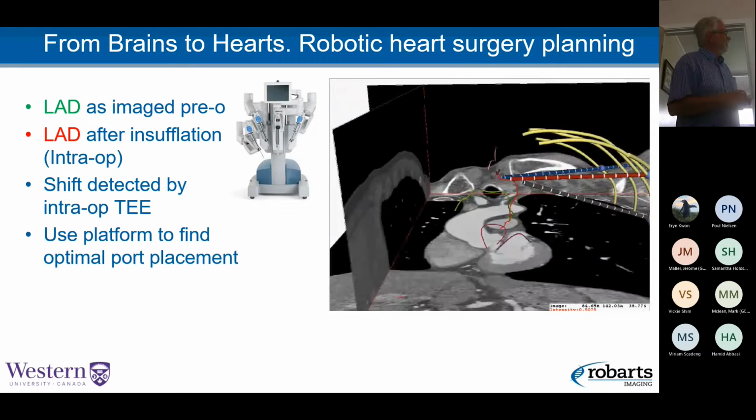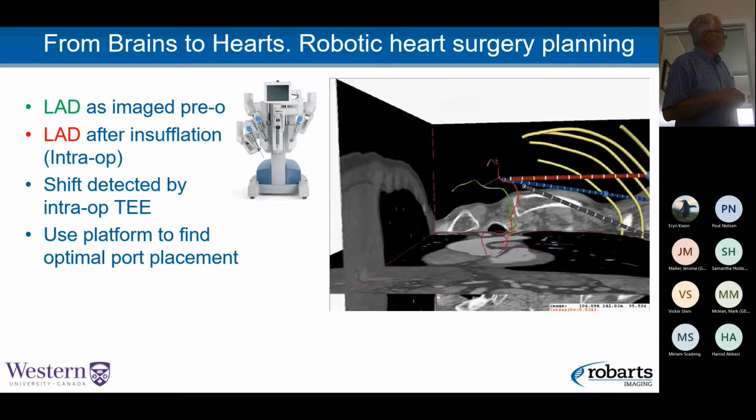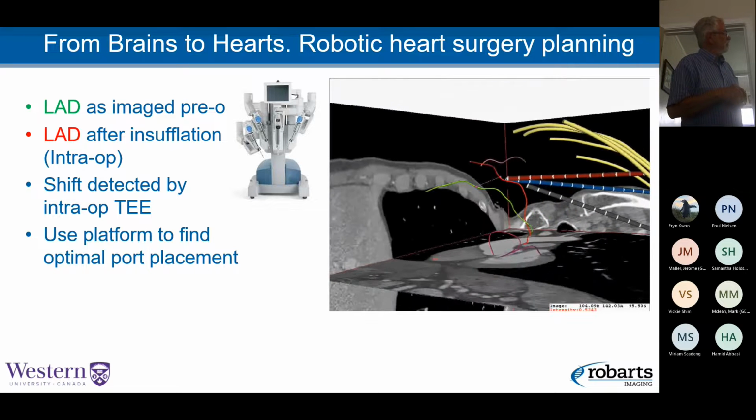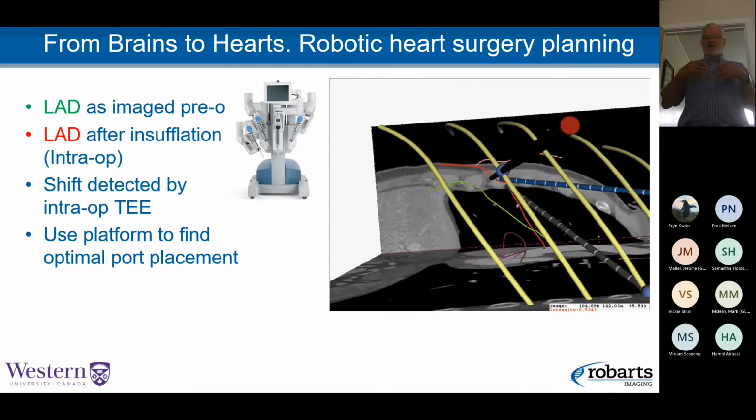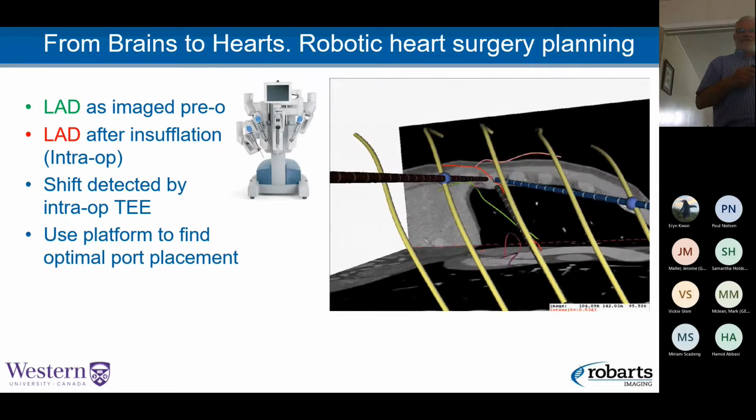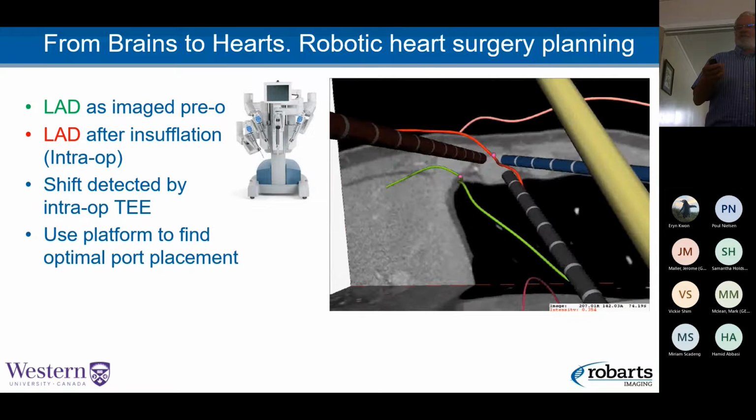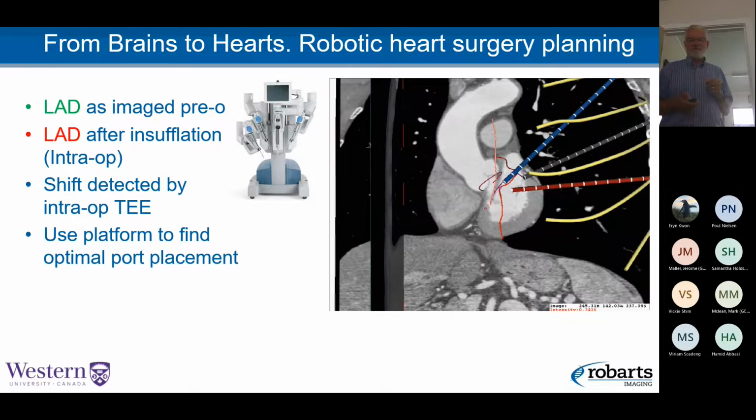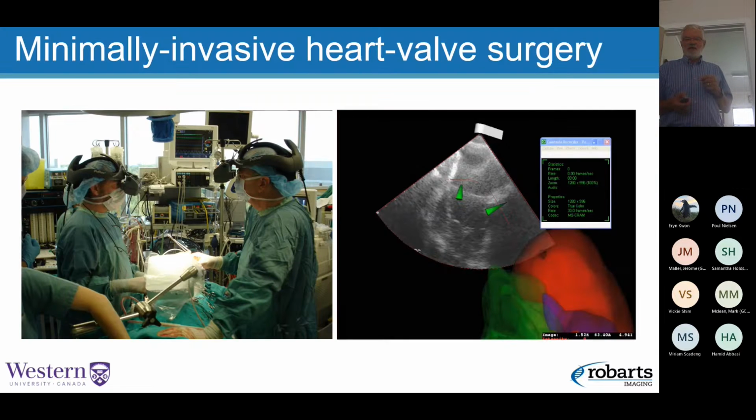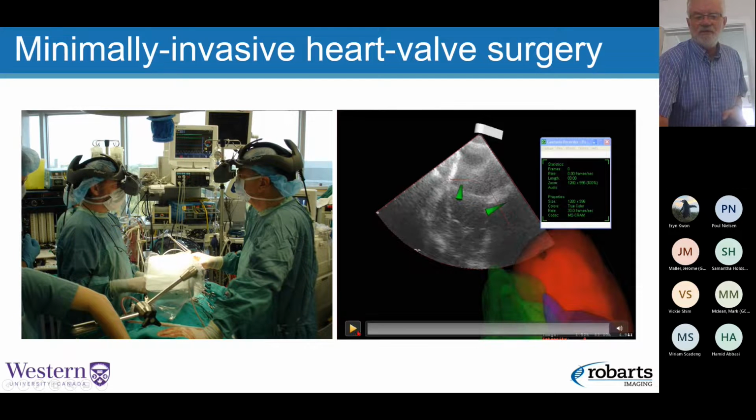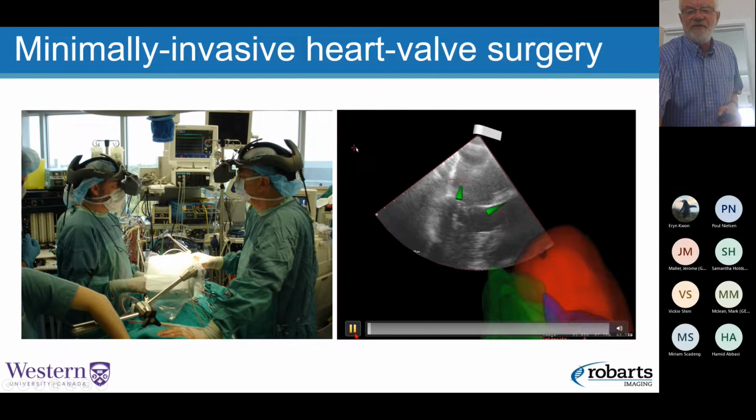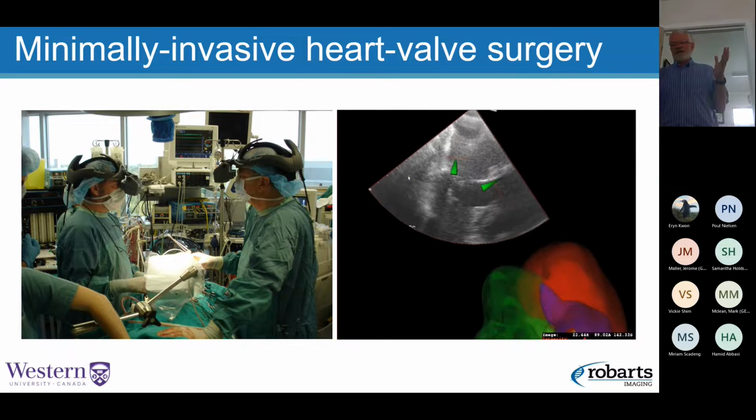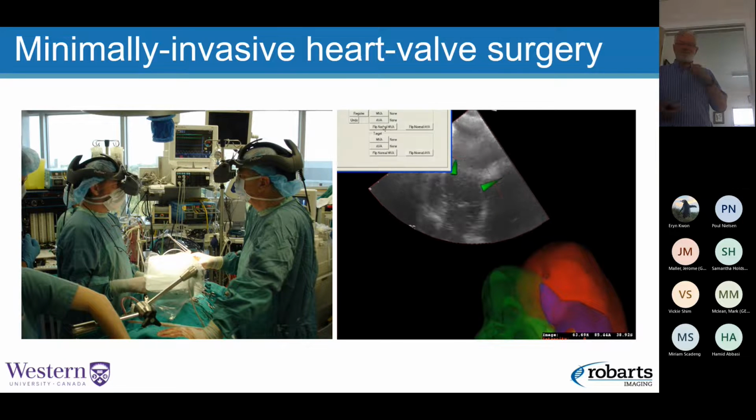And you can see in this diagram, the green vessel is the position of the vessel before insufflation. The red vessel is after insufflation. And we can use that information to get precisely to that targeted point. Another example of the work in cardiac surgery that we were doing was with respect to minimally invasive mitral valve repair.